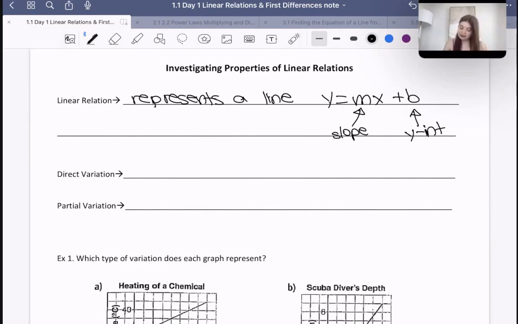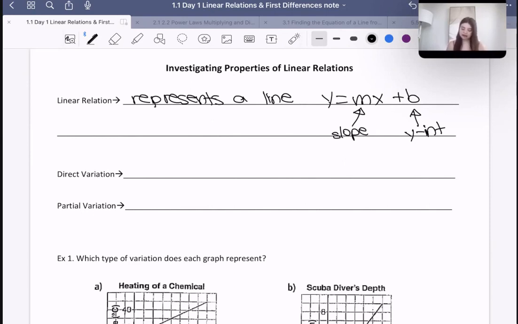And so any equation that cannot be expressed in this way with some m and some b is not a linear relation and therefore doesn't represent a line on our graph. Because, of course, there's other types of relations, right? But this is the only one that represents the line.